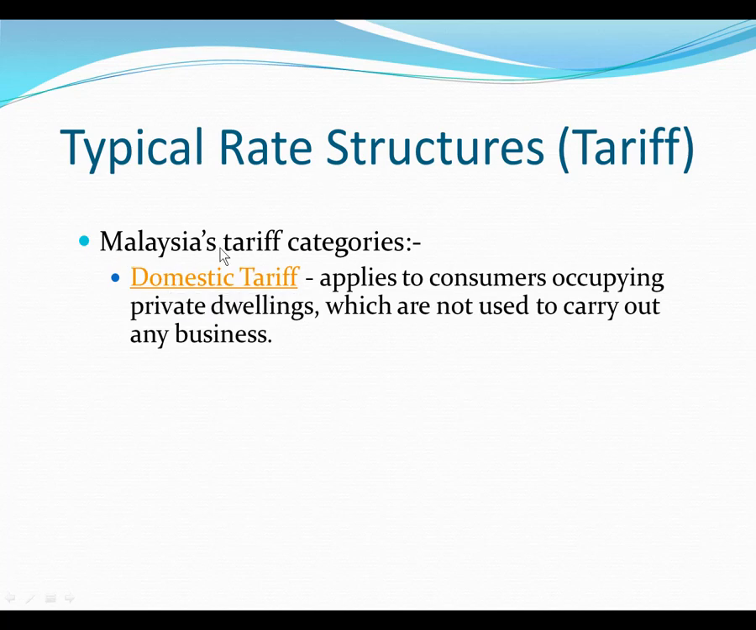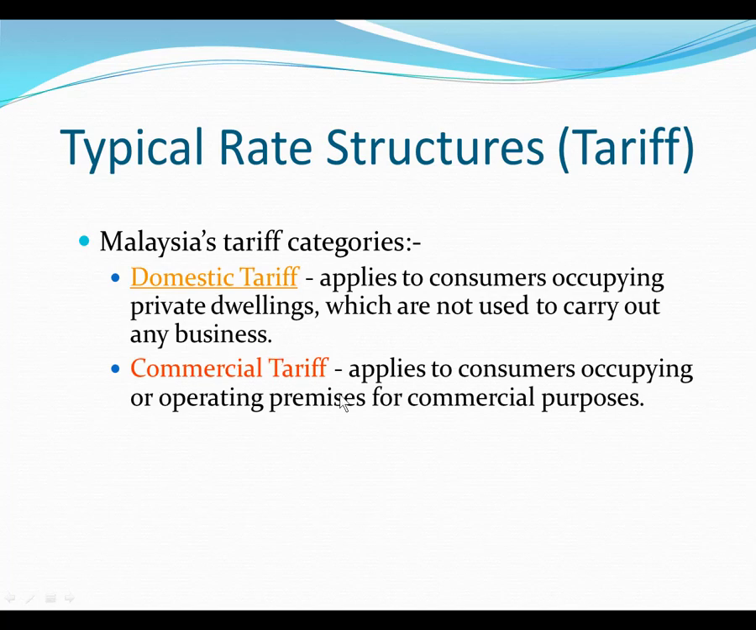So the Malaysia tariff categories, the first one is the domestic tariff, which applies to the consumers occupying private dwellings which are not used to carry out any businesses, such as your house, apartments, and so on. Second one is the commercial tariff. This commercial tariff applies to consumers occupying or operating premises for commercial purposes. Examples are shops, commercial buildings, supermarkets, and so on. That's all under commercial tariff.